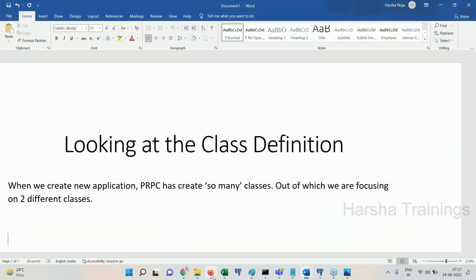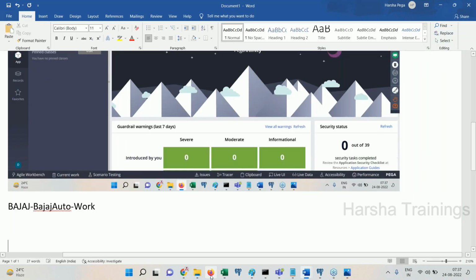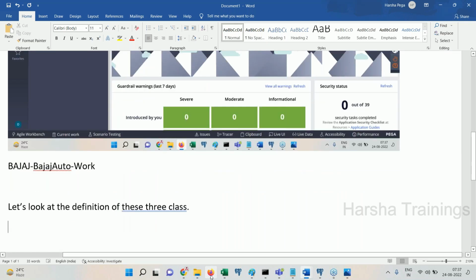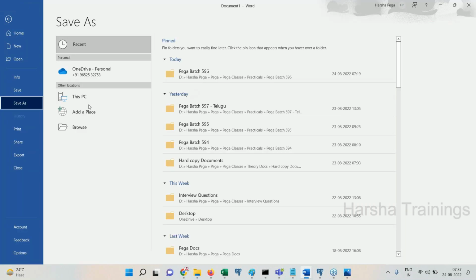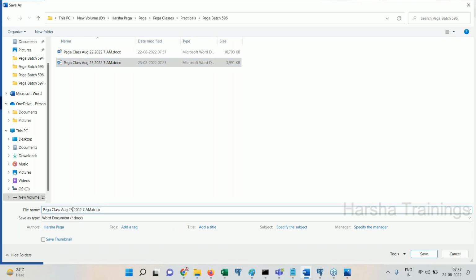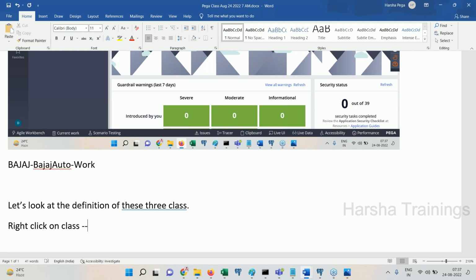Okay, let me copy this and give you. These are the three different classes. So let's look at the definition, meaning the details of these three classes. Let's look at the definition of these three classes. To look at the definition, right click on the class and choose definition. Look at here closely.